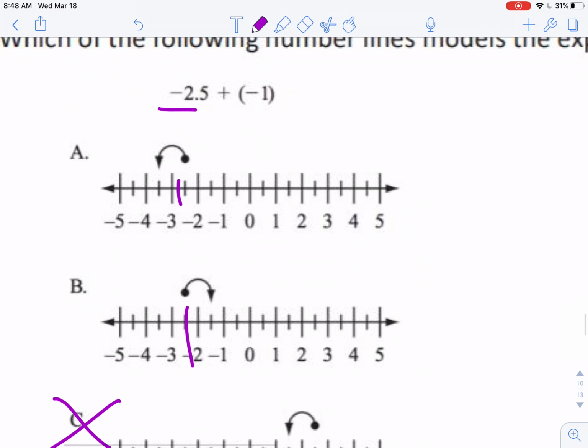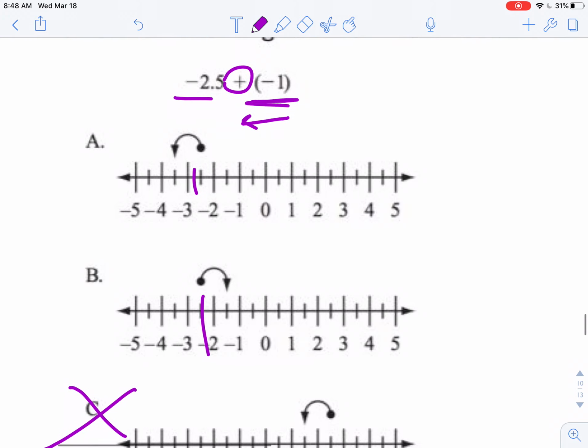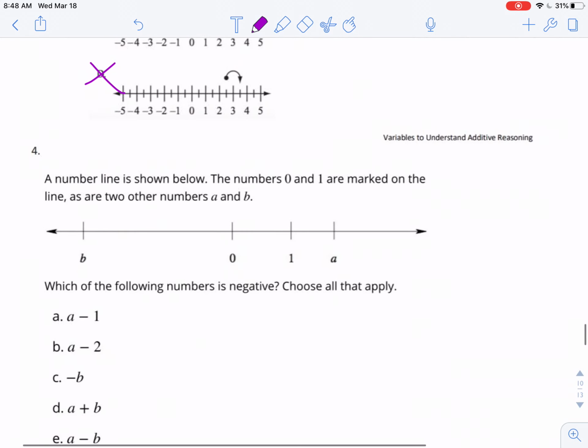And then we are adding a negative 1. When we're adding a negative number, even though it's addition, we still go to the left because we're adding a negative value. That's the same as subtracting 1. So this one shows that we started at negative 2.5, and then we went to negative 3.5 because we subtracted another one.